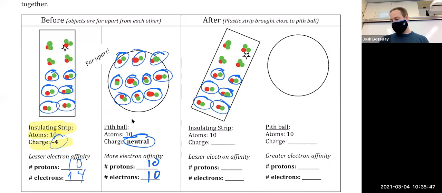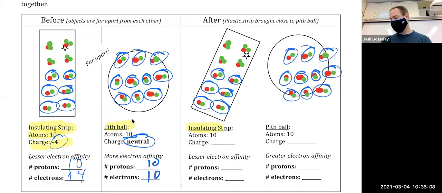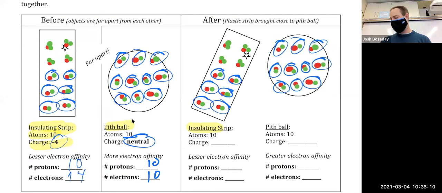And now the pith ball. The insulating strip looks exactly the same, again, because it's an insulator. And insulators don't let their electrons move around or their charge move around. Now, the pith ball, you should remember, is a conductor, so it does let the charge move around. So I'm going to go and copy and paste it over again. I think that's a really handy tool and kind of saves you time. And then I'm going to go in and edit it and modify it.